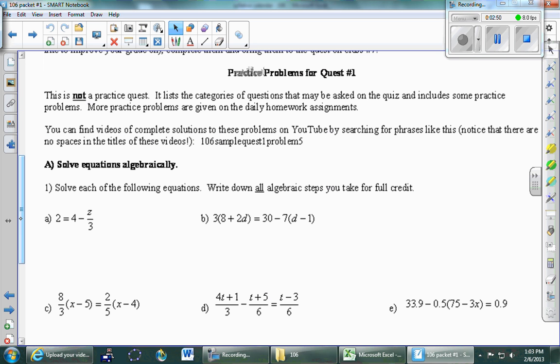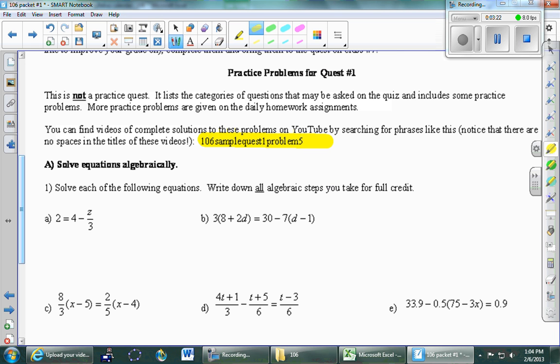If you go to the middle of page 35, you'll see practice problems for quest number 1. And again, it tells you how to find videos of me going through all of these problems on YouTube. And I will say this, I know that you are all very busy, and you're not going to have maybe enough time to do every single thing you'd like to do in terms of preparing for this quest. But if you do not make time to go through all of these problems, I think you are wasting an opportunity.